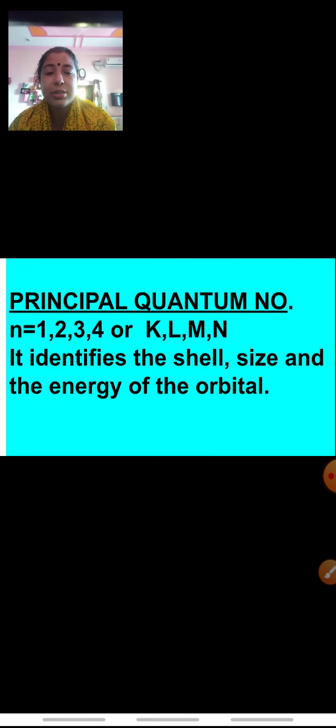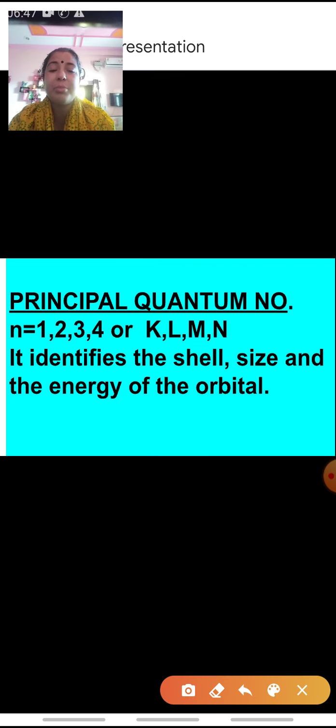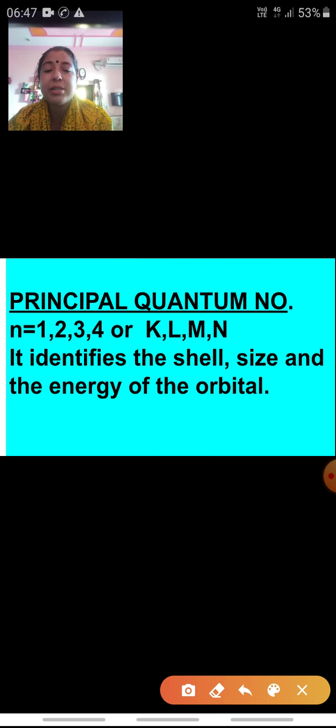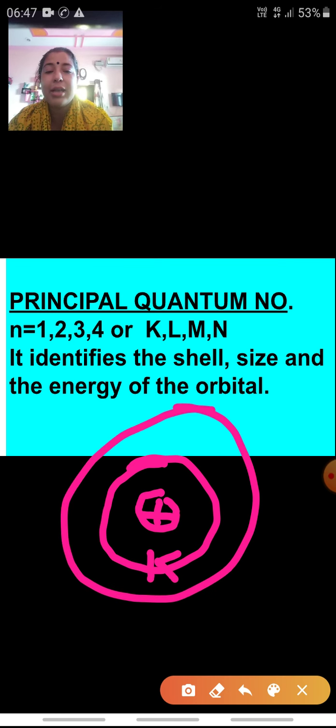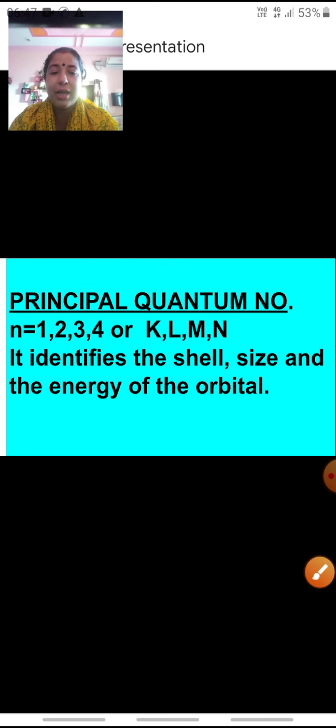Second is the azimuthal quantum number. Now, just a minute. See, as I have told you, this principal quantum number is telling you about the shell. Suppose this is the nucleus of an atom. I am showing it to be positive. Now, this is the nucleus. Here, you can say is the shell. You can say this is the K shell. Next will be L shell, then M shell, and then N shell, and so on.